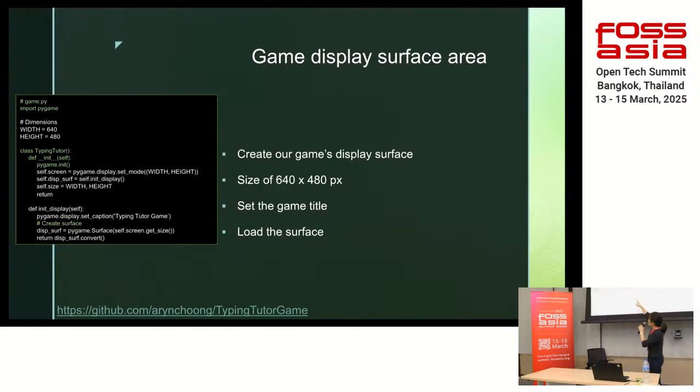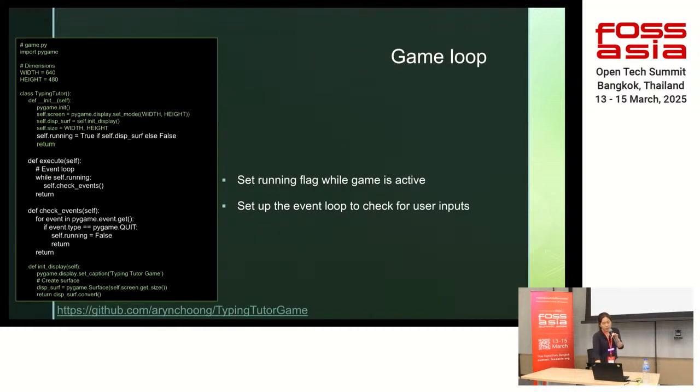Right. This Pygame display set caption is where we set our game title. And then we just load it. That's the game surface that we have created with the title, and we just load it. So with this, next we want to set up the game loop. And then once we set the game loop, it's just it.